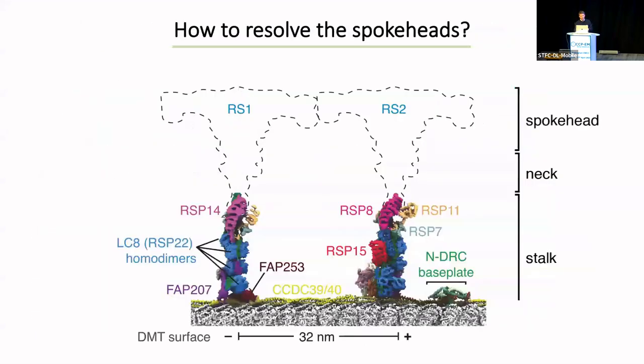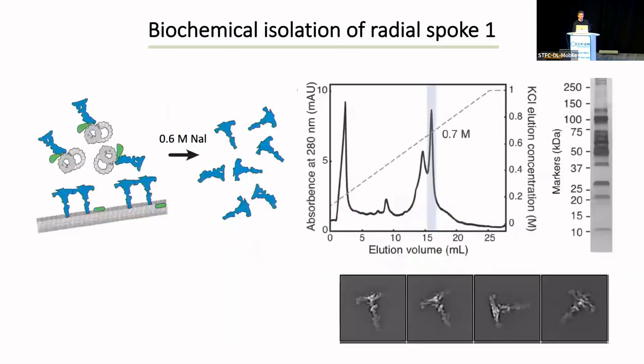other. However, no matter how hard we tried, we couldn't resolve the distal parts of the radial spokes, which were further from the microtubule surface. Well, we could, but we could only get about 5 angstrom resolution. So we needed an alternative approach. And for this, we decided just to strip the radial spokes from the doublet microtubules using a high salt condition. We could then purify these individual radial spokes using anion exchange.